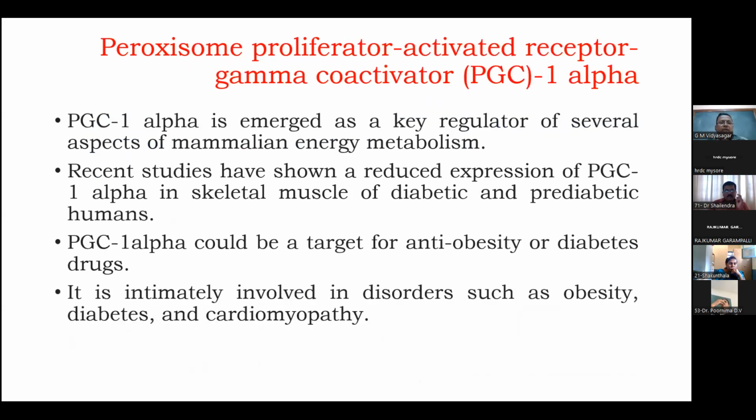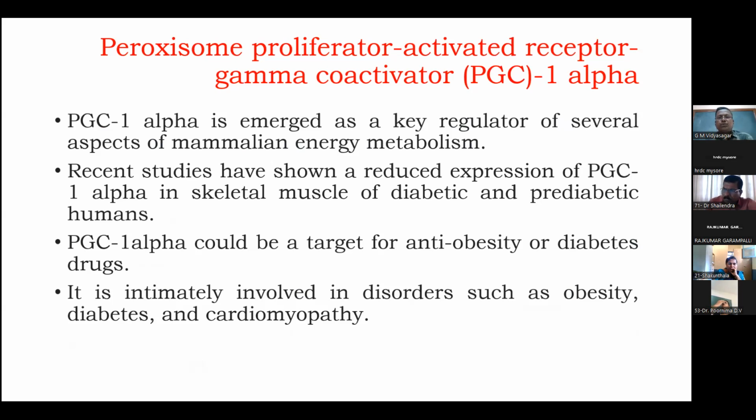Here the PGC1 alpha, another gene, is identified, which has emerged as the key regulator of several aspects of mammalian energy metabolism. PGC1 alpha is a very, very important one. And again, this is also a cofactor. It's a small polypeptide which acts as the cofactor during the regulation. It binds with the transcription factor and enhances the regulation of several mammalian genes, particularly the genes related to metabolism.